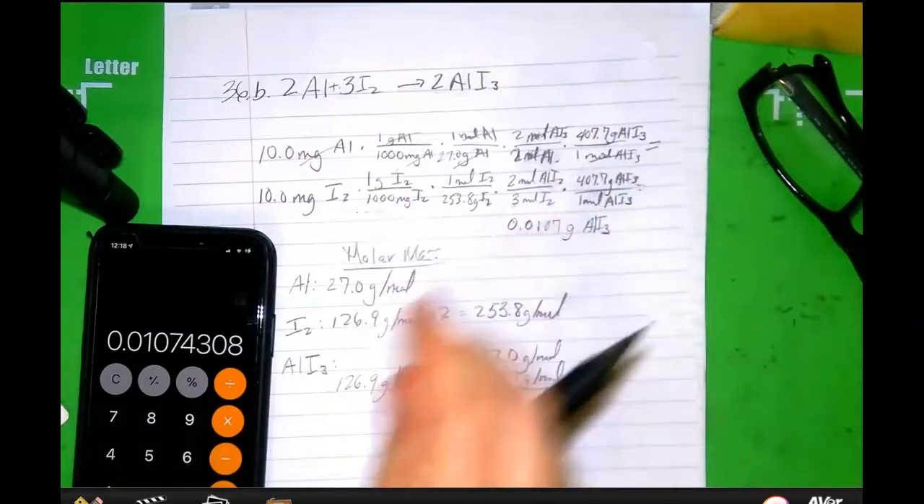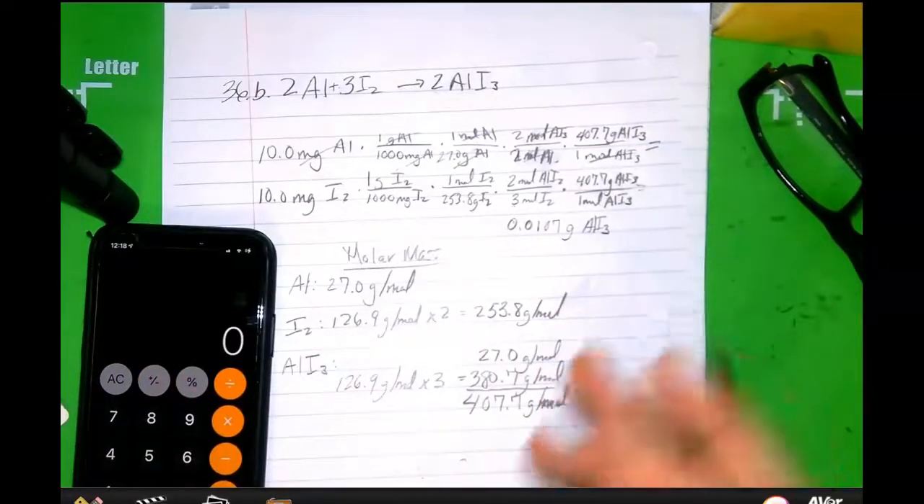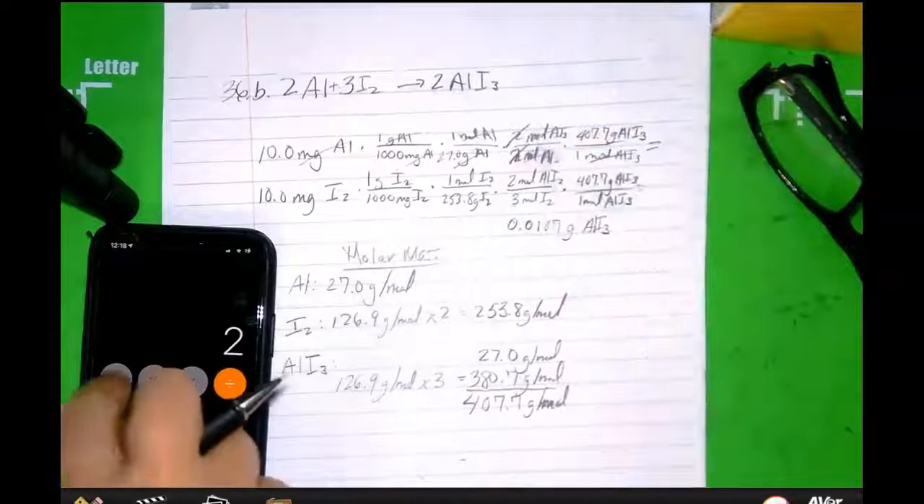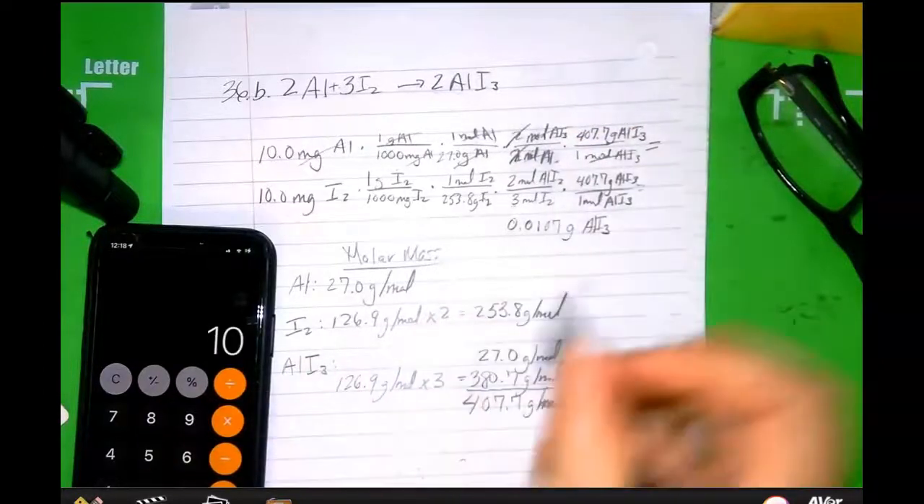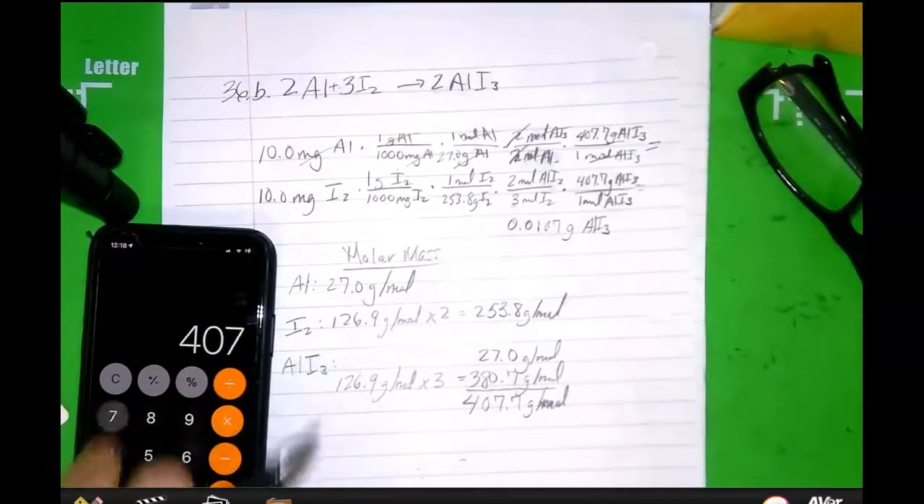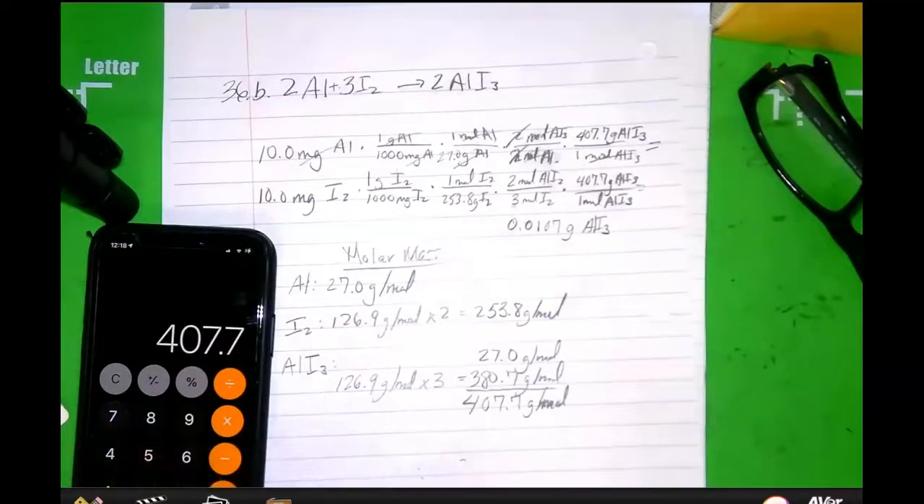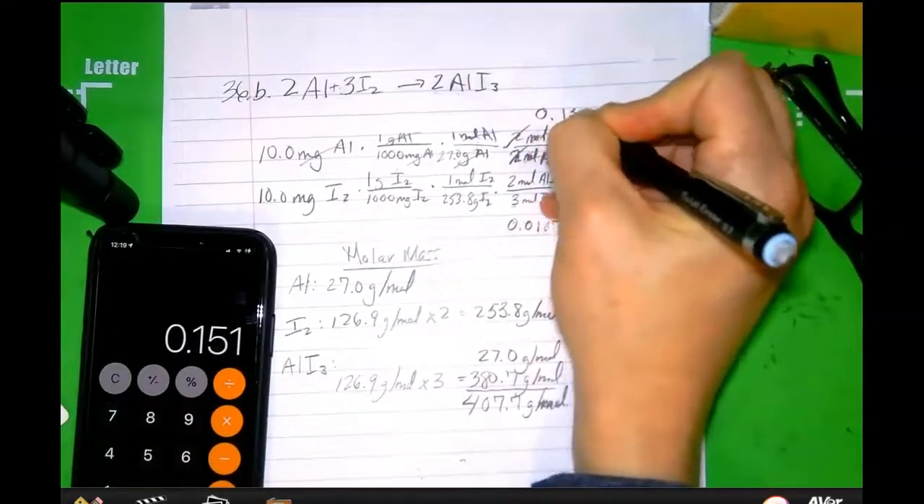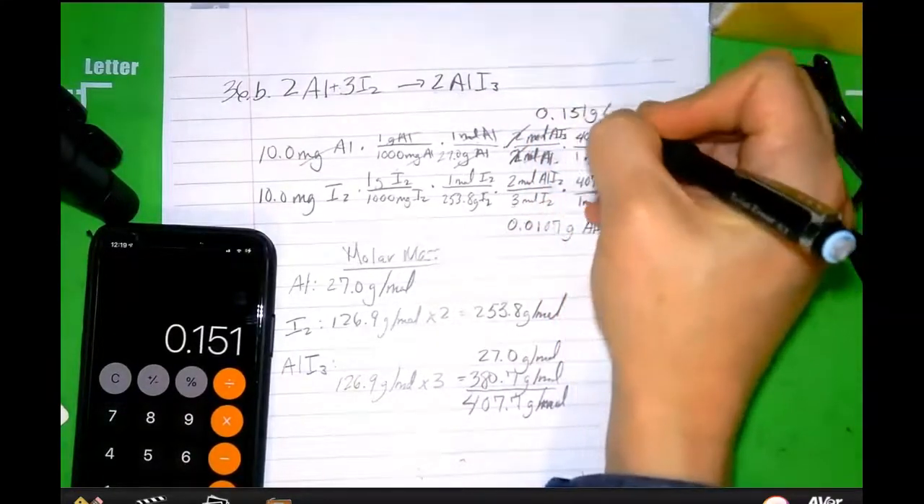So let's do the top one just to make sure that we know that this is the limiting reagent. So we're going to do 10 times 2. Although, you know what? Let's cancel these 2's out so we don't have to deal with them. Let's do 10 times 407.7, divided by 1,000 and divided by 27. And sure enough, we get 0.151 grams of aluminum iodide.